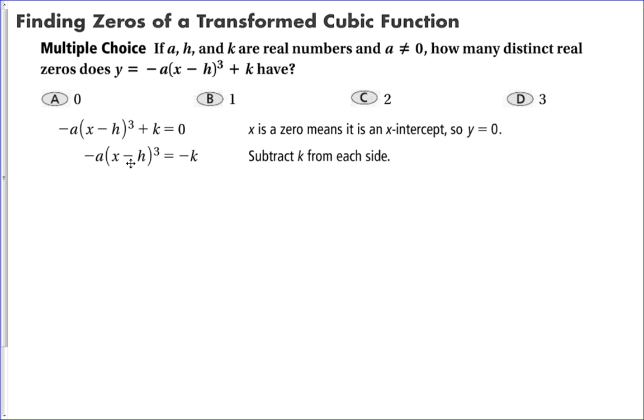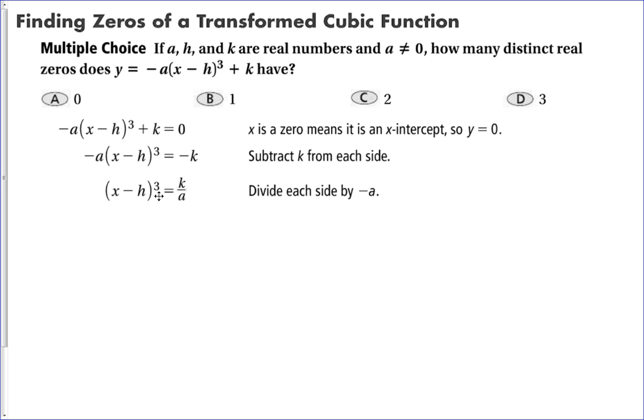Now the next thing we need to do, because we're trying to get x by itself, is get rid of this a. Since it's multiplied, it's a negative a times, we're going to divide by negative a. So we're going to divide each side by negative a, which gets rid of it on this side, and it also gets rid of the negative sign on this side because negative divided by negative is positive. So x minus h cubed equals k over a.